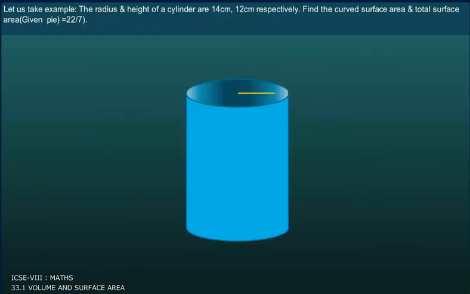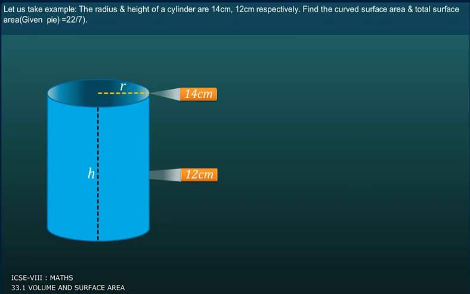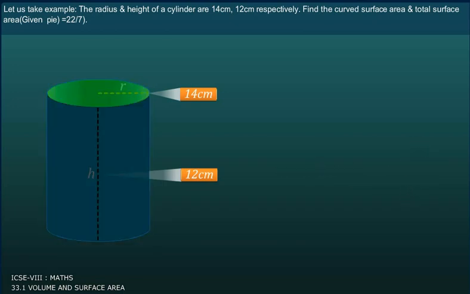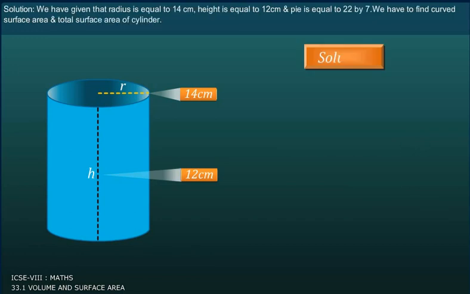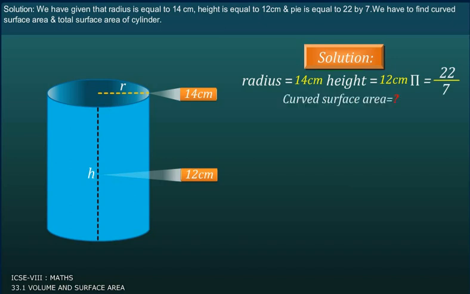Let us take an example. The radius and height of a cylinder are 14 cm and 12 cm respectively. Find the curved surface area and the total surface area, given pi is equal to 22/7. Solution. We are given the radius is equal to 14 cm, height is equal to 12 cm, and pi is equal to 22/7. We have to find the curved surface area and total surface area of the cylinder.